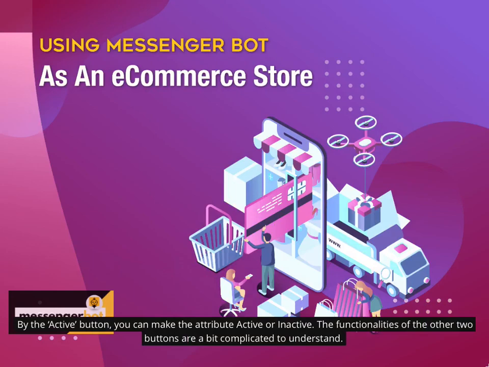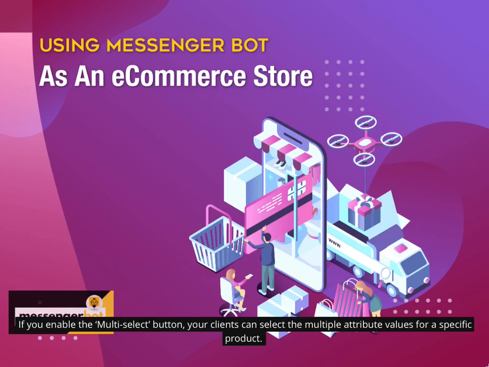By the Active button, you can make the attribute active or inactive. The functionalities of the other two buttons are a bit complicated to understand. If you enable the Multi-Select button, your clients can select multiple attribute values for a specific product. On the other hand, if you disable the Multi-Select button, a client can select only one attribute value for a specific product.